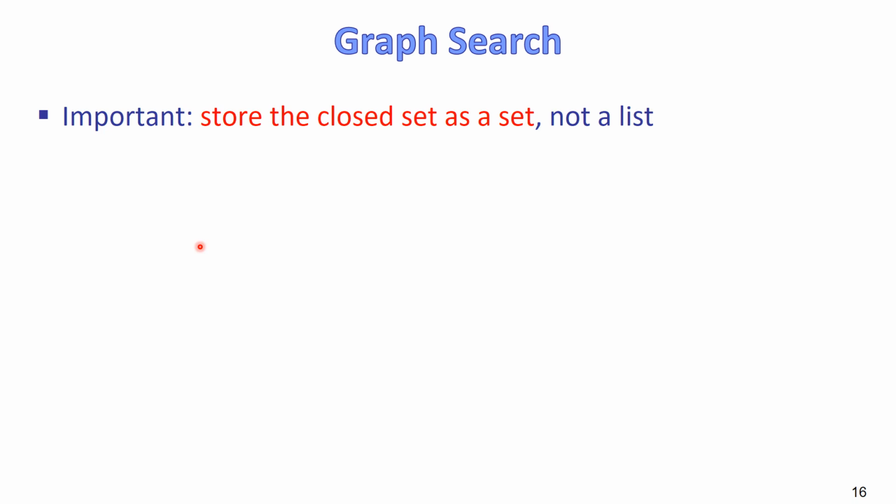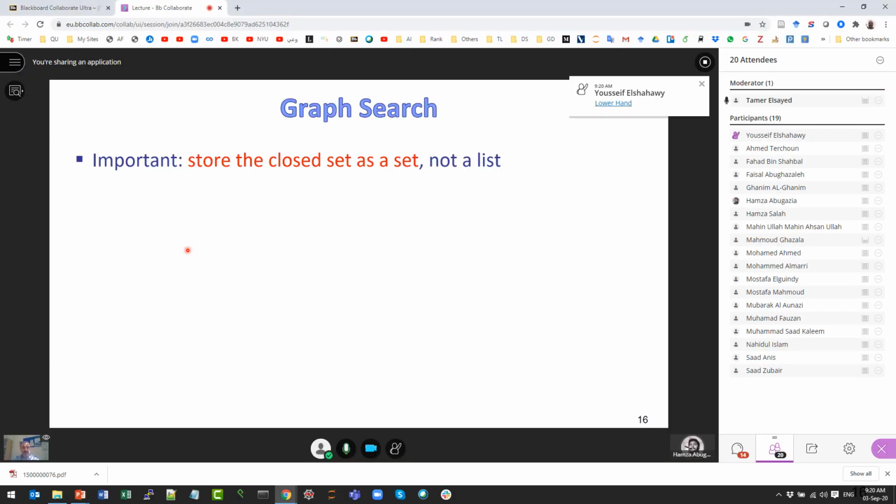Here are a couple of suggestions in terms of implementation. We should store the closed set as a set, not a list, and that's for efficiency. Anyone knows why we should do that? Of course, you know from data structures that there is a data structure called set, and there is a list. Here we are saying, let's store the closed set as actually a set, not a list or an array. Why is that, Yusuf?